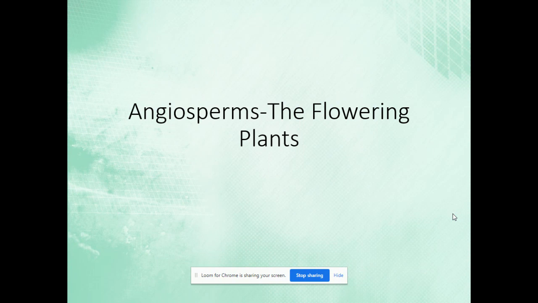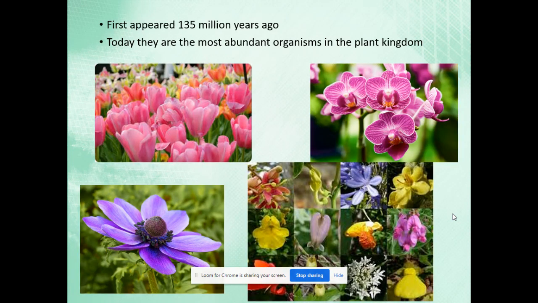Right, so we are moving into the final group of plants that we are going to talk about here. This is the Angiosperms, otherwise known as the flowering plants. They first appeared about 135 million years ago, and today they are the most abundant organisms in the plant kingdom.